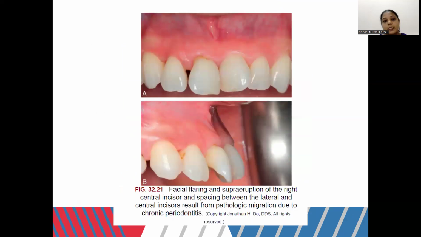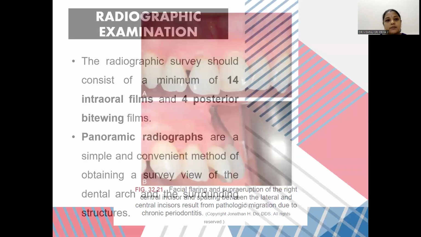And this is a picture showing pathological migration, that is, there is facial flaring and supraeruption of the right central incisor and spacing between the laterals and the centrals. It's because of chronic periodontitis, actually.